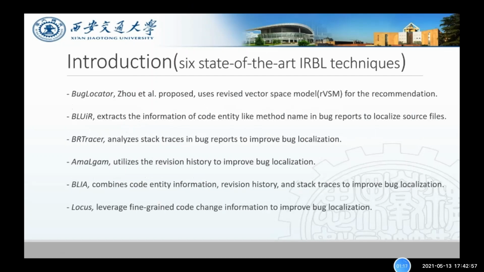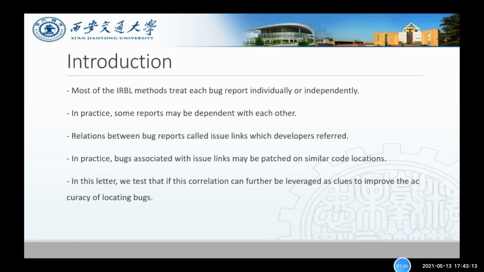And now, six state-of-the-art IRBL techniques are widely welcomed: BugLocator, BLUiR, BRTracer, AmaLgam, BLIA, and Locus. But most of these IRBL methods treat each bug report individually or independently.